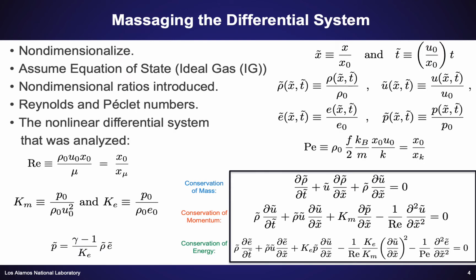The differential system submitted in the previous slide may be massaged to ease mathematical and numerical treatment. Non-dimensional variables may be introduced corresponding to independent space and time and dependent flow velocity and thermodynamic state variables. Familiar non-dimensional ratios, specifically the Reynolds and Peclet numbers, are obtained. Other non-dimensional ratios, K sub E and K sub M, are defined. An equation of state is used to relate thermodynamic variables. Finally, we point to the boxed non-dimensional differential system in the lower right corner of the slide, which is the one analyzed within this work.